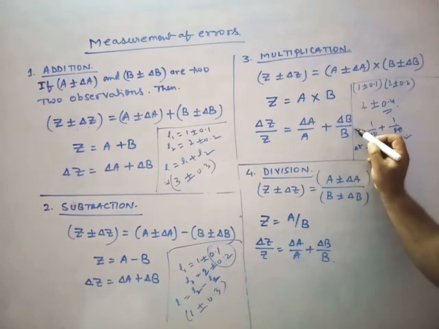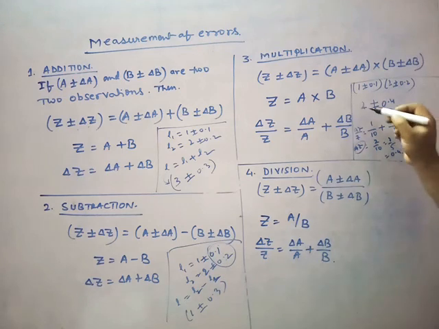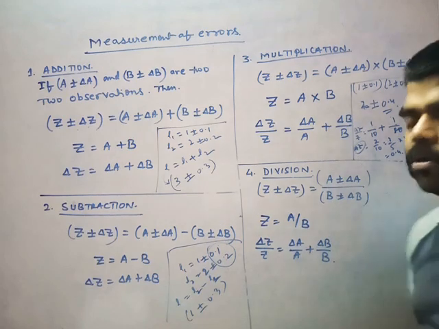So first you find del z by z. After that you can easily find out the z, because the z I had was 2. I put the 2 here. In division also you can do it.